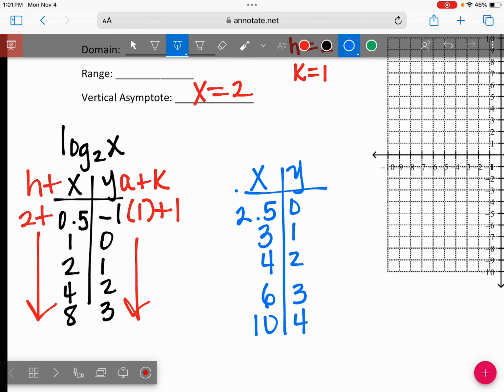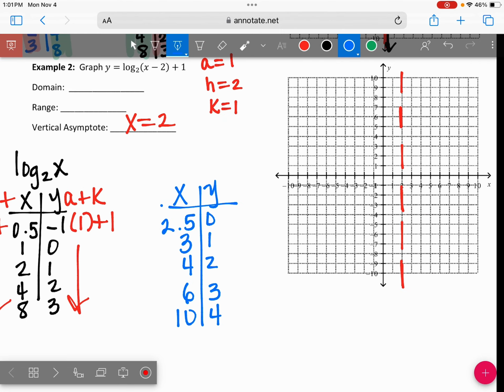All right, does your table look like my table? Raise your hand if you had that for your table. All right, so we can graph that. So 3, 1, 4, 2, 6, 3, and 10, 4. So I'm going to come in, and to me, it looks like a lowercase r.